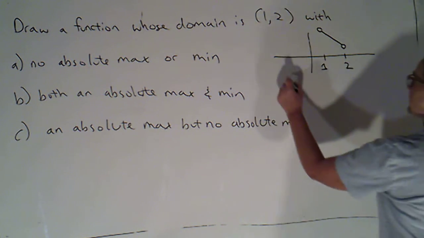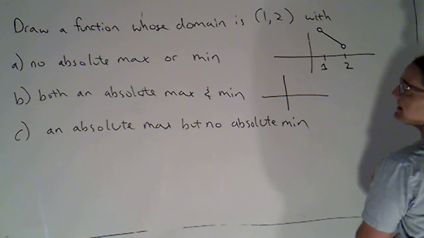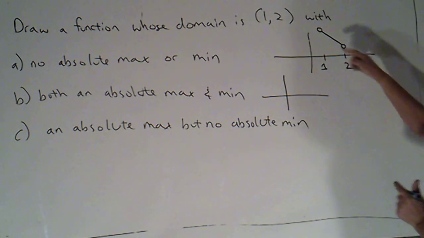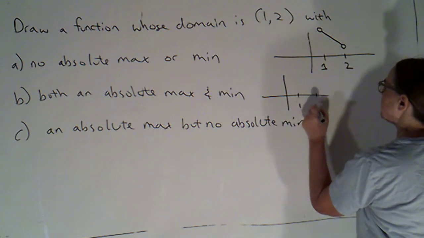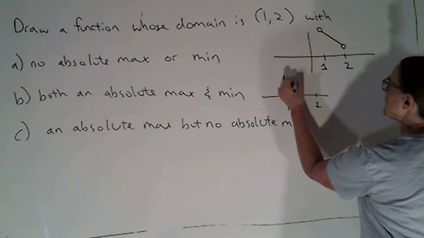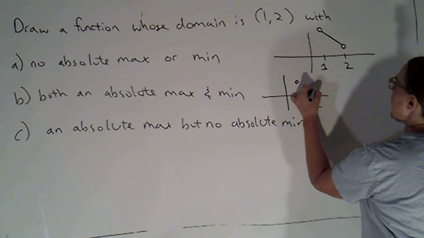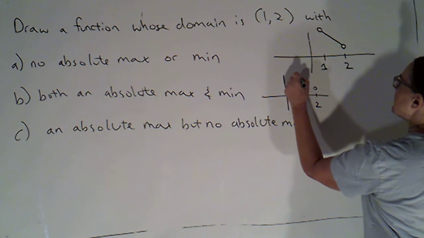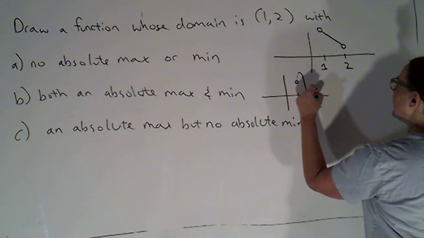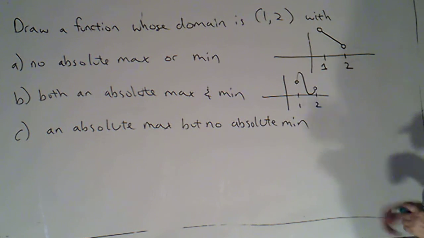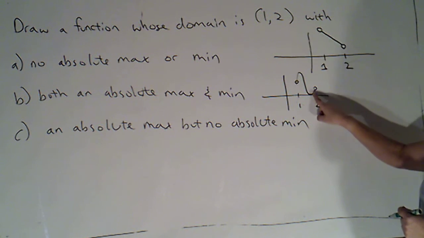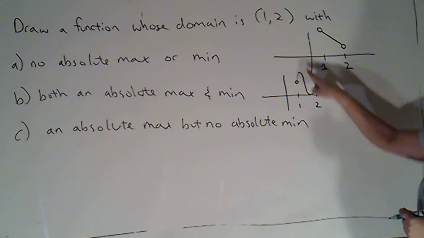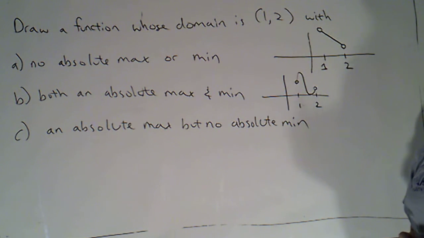Now, if I wanted to draw something that has both an absolute max and an absolute min, I can't now put that at the endpoints because those points aren't included. So I'm going to start here, I'm going to end here, but I'm just going to go up and then come down. So now that's the highest point, and it is a point, not a hole, and that's the lowest point, so we have an absolute max and an absolute min.